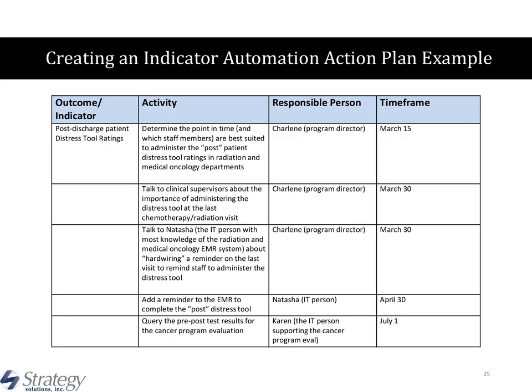And then what you do is you look at, okay, so I want to work on the post-discharge patient distress tool rating. What are the activities that need to be done in order to accomplish that? Well, we've got to determine the point in time and which staff member are best suited to administer the tool and actually get the data in there, and who would be the responsible person. We've got to talk to the clinical supervisors about the importance of administering the distress tool.